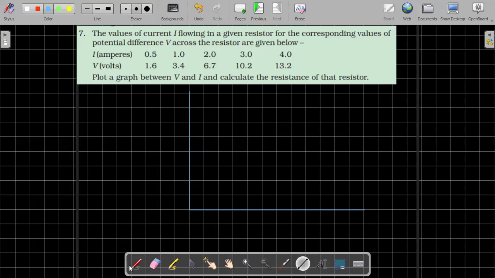So you have your V, potential, and current. Now, as we can see, equal amounts of potential have been taken on the x-axis. So I can take here 0.5, then 1.0, again 1.5, and so on. Let me take it like this.